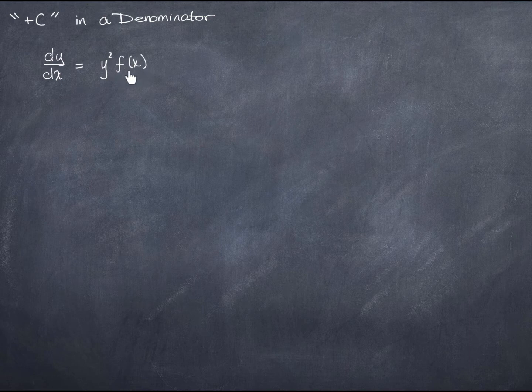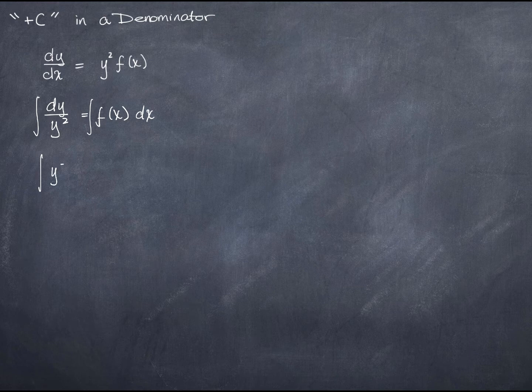Notice that I have not explicitly defined the function f of x. It's just some function of x because it doesn't matter. This will hold true regardless of what this function happens to be. So if I separate the variables here by dividing both sides by y squared, first of all, I'll get dy over y squared. And then if I also multiply both sides by dx, I'll get f of x on this side still times dx. And it's the equation in this form that I want to integrate.